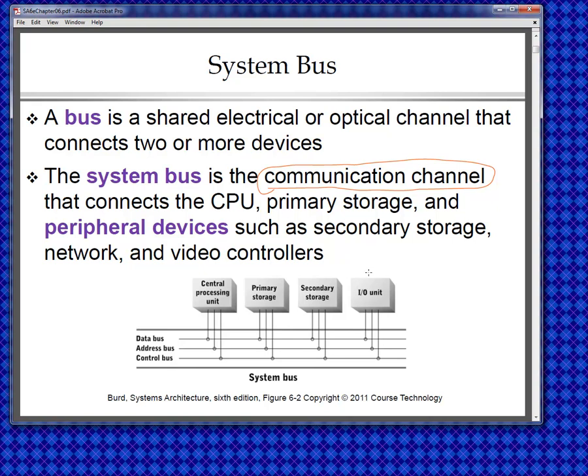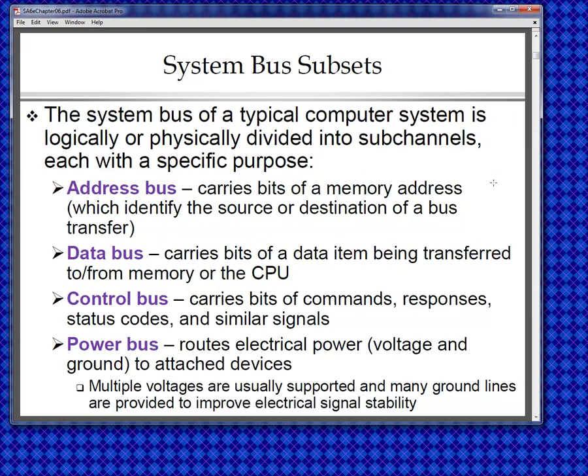Okay. All of these devices share a common communication pathway called the system bus. There may be other communication pathways in the computer system, but the system bus is kind of the central one that connects everything. Now, there are subsets of the system bus, but before we get to those, it's actually useful to kind of paint a picture.